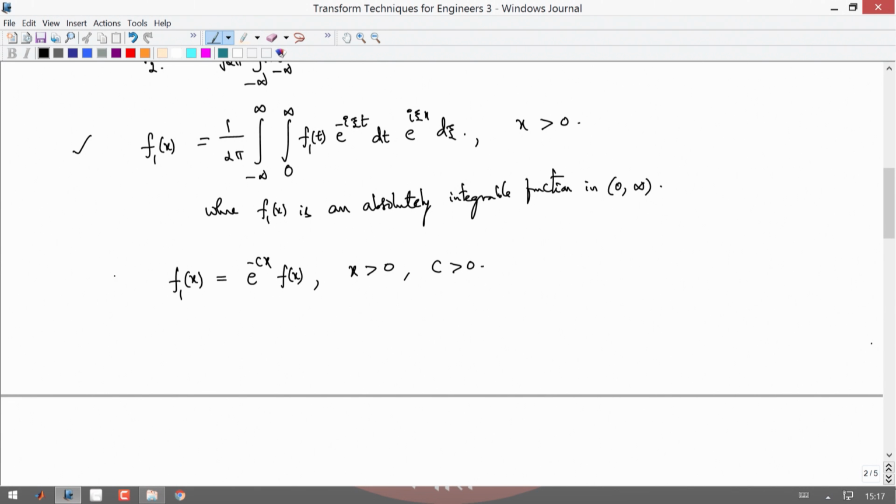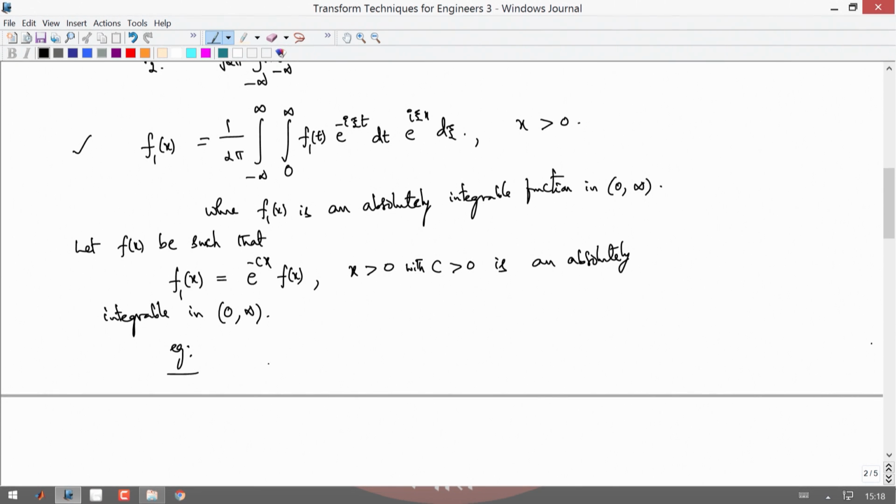So, how do I write this? Let f of x be such that e power minus c x times f of x, with c positive, is an absolutely integrable function in 0 to infinity. So, such a class of functions, what are such functions?